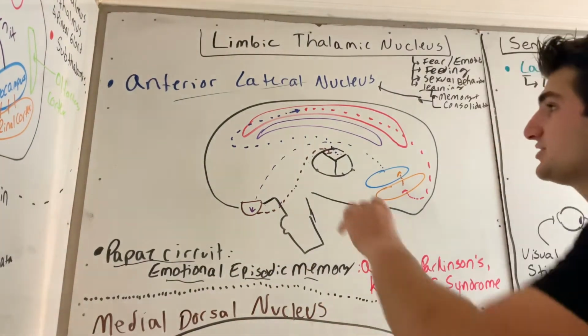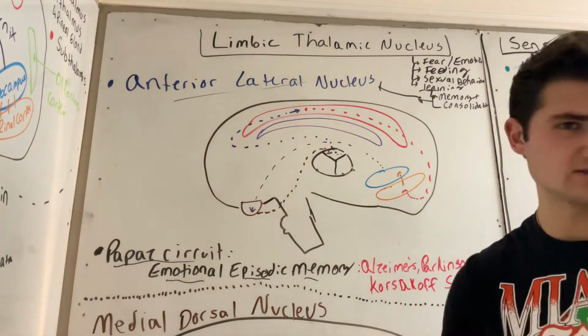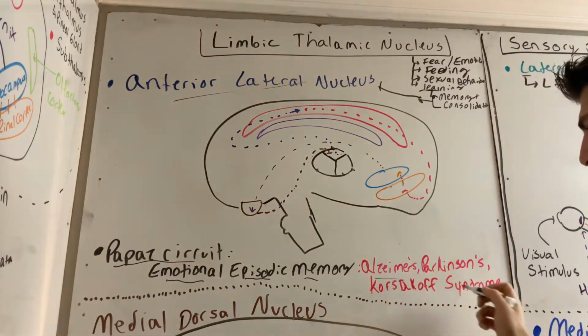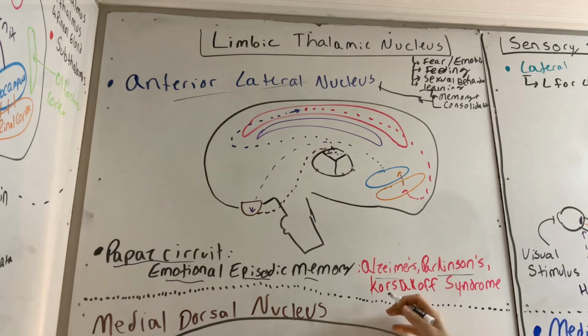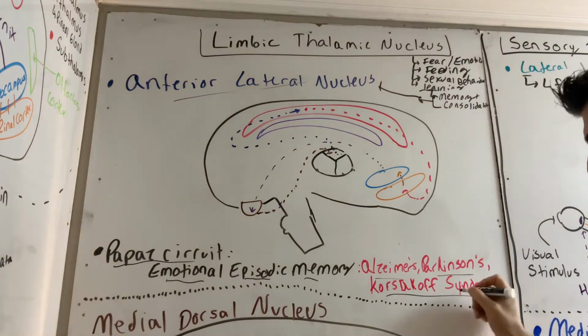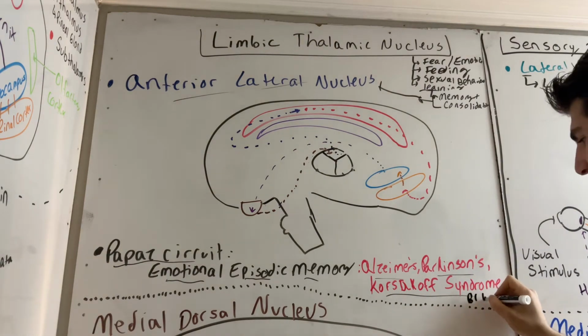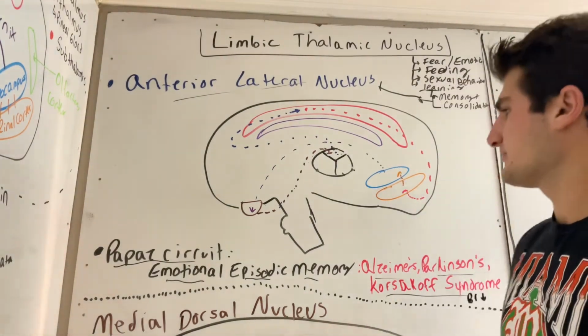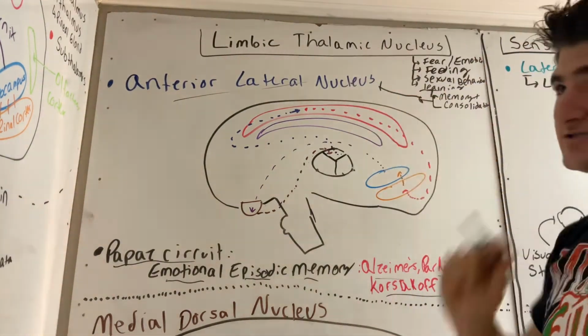I'm going to go over the circuit real quick. But if we have damage to the circuit, it could lead to Alzheimer's disease, Parkinson's disease, or Korsakoff syndrome. Remember Korsakoff's was vitamin B1 deficiency, usually in alcoholics. That's what we talked about in biochem, but we'll stick to this right now.